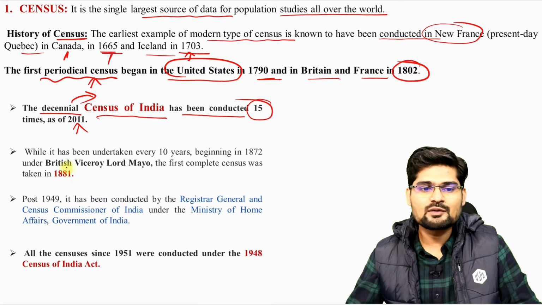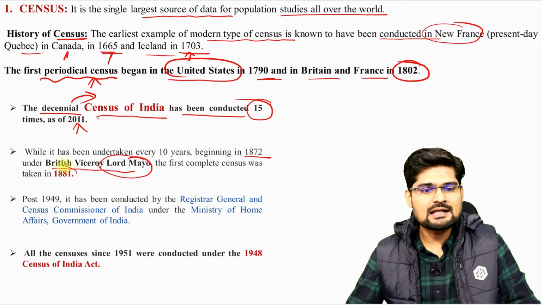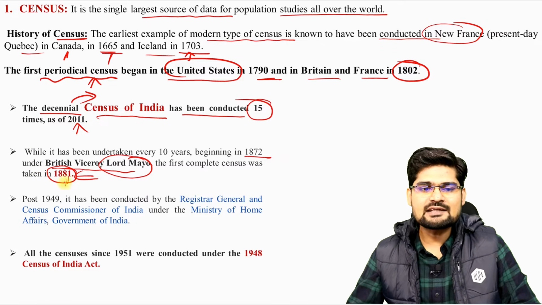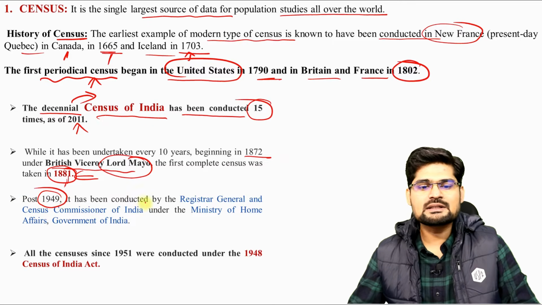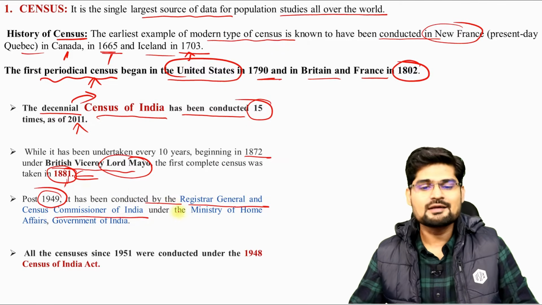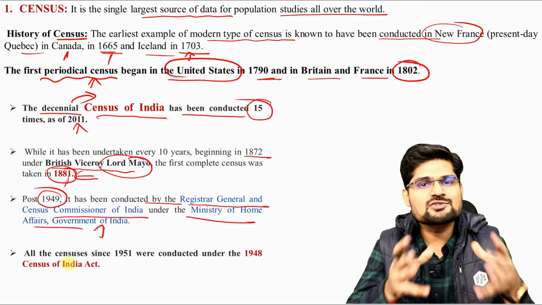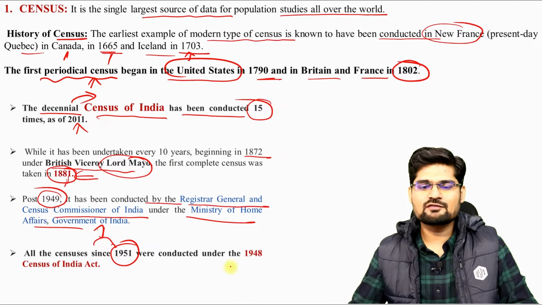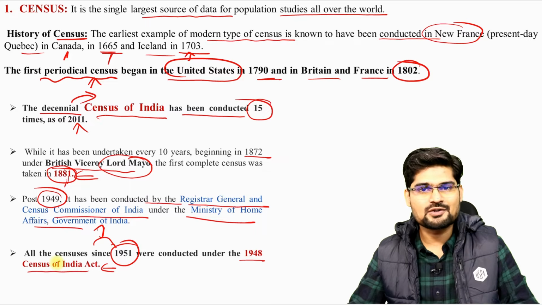It means that during the British Viceroy Lord Mayo, it was started from 1872 and regularly taken from 1881, that we should know, right? Since 1881 we started doing the census, and post 1949, it has been conducted by the Registrar General and Census Commissioner of India under the Ministry of Home Affairs, Government of India. So which ministry is the nodal ministry? Ministry of Home Affairs, that we need to look into. All censuses since 1951 were conducted under the 1948 Census of India Act. That is very important to note here.